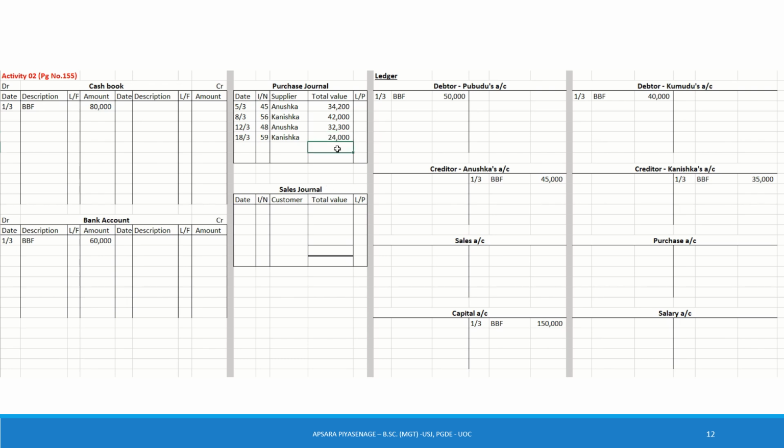Then we have to get the total here. 132,500. So that should be debited to the purchase account at the end of the month. So here we have to put the last date of the month.